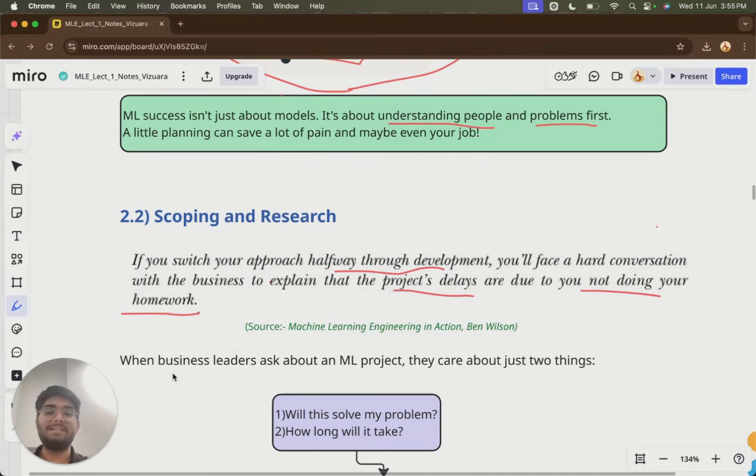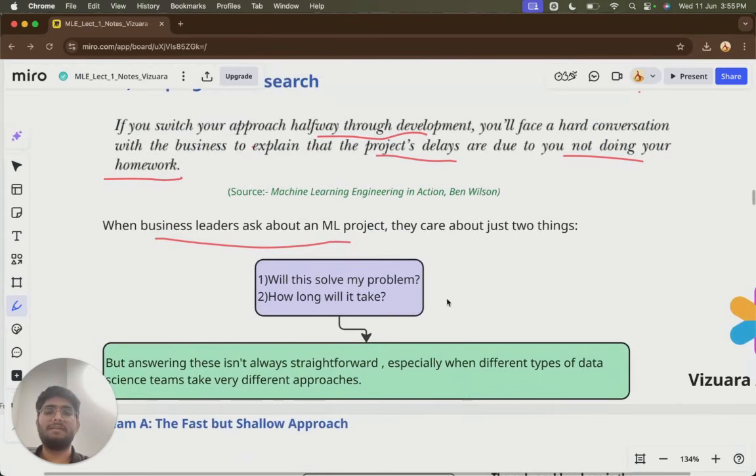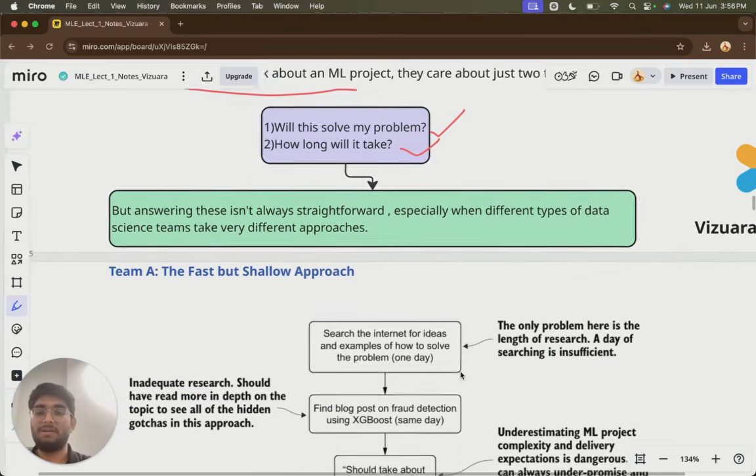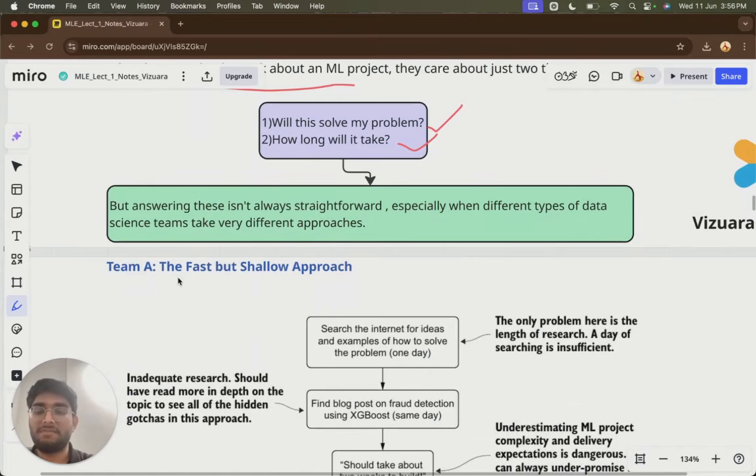So when business leaders ask about the ML project, they just care about two things. Will this solve my problem? And how long will it take? But answering this isn't always straightforward, especially when different types of data science teams take very different approaches. Now let's take the example of team A, which has a fast but shallow approach.